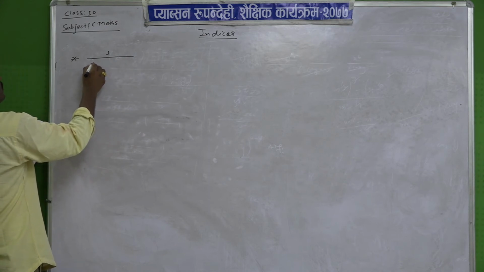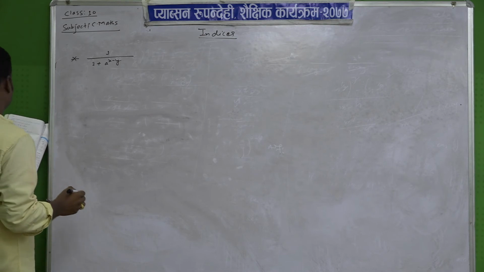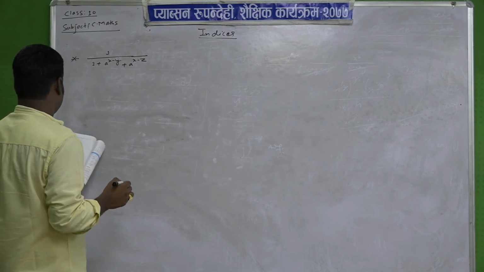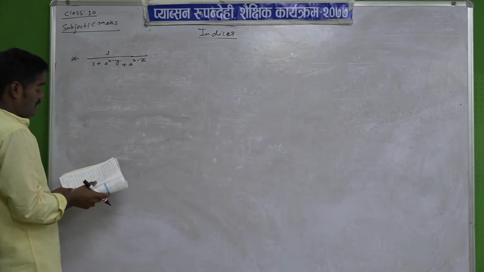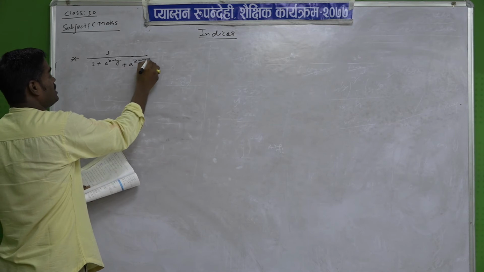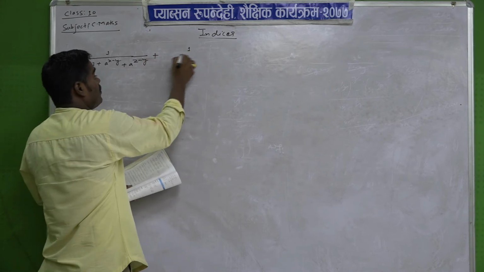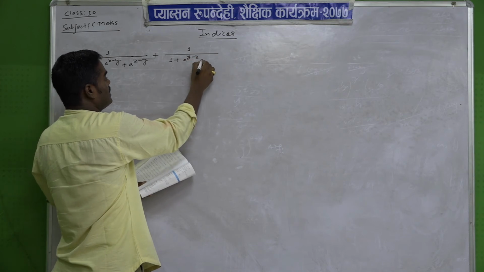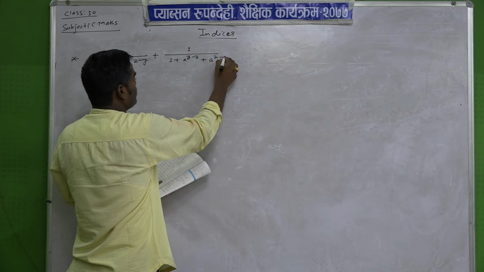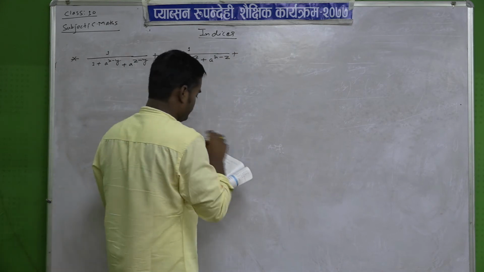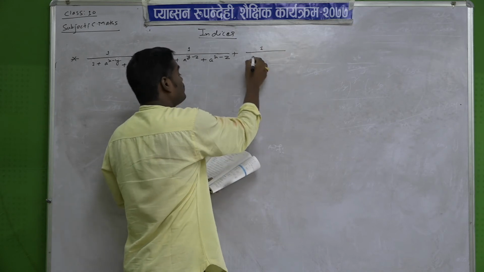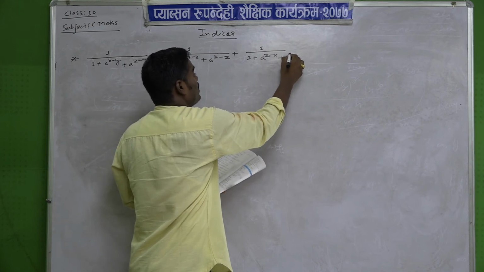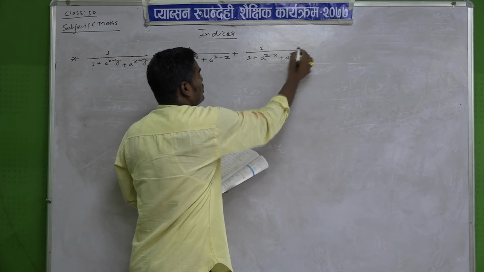1 upon 1 plus a power x minus y, plus 1 upon 1 plus a power y minus z plus a power x minus z, plus 1 upon 1 plus a power z minus x plus a power y minus x.